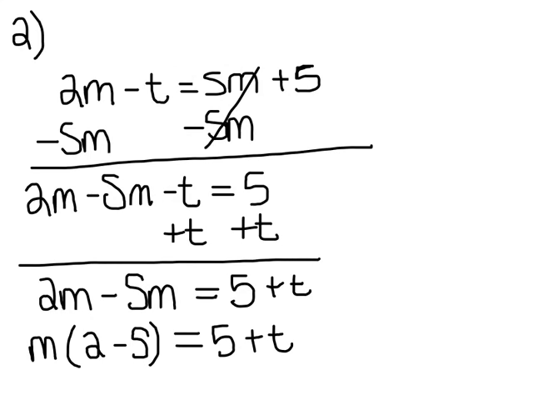And now, in order to isolate our m right here, we'll have to get rid of our parentheses. Because m and the parentheses are multiplied, we'll be dividing both sides by the parentheses, 2 minus s.